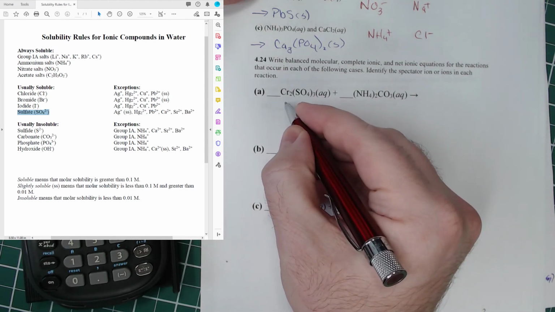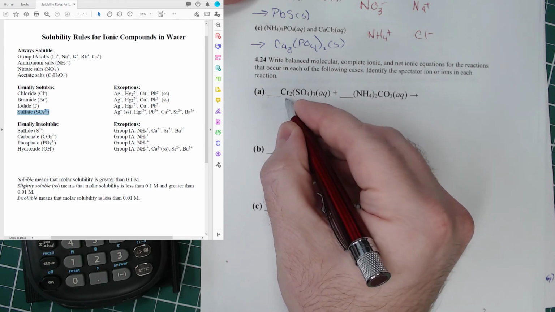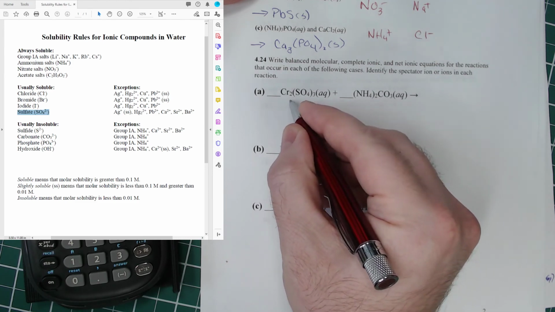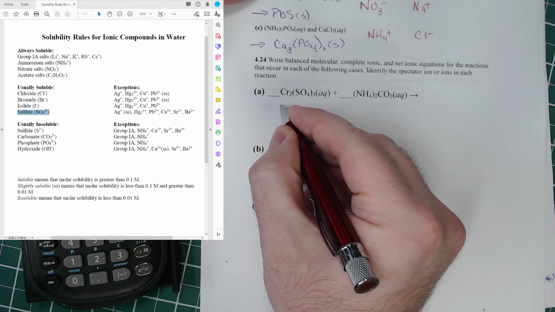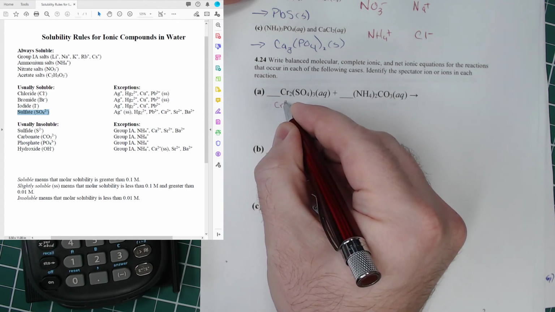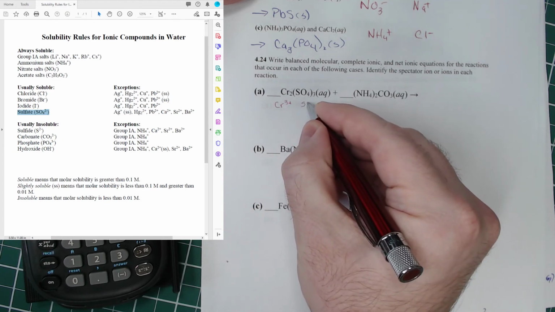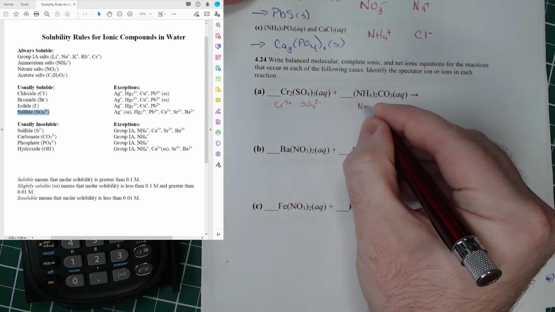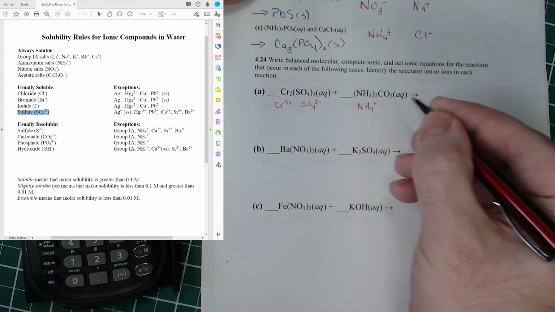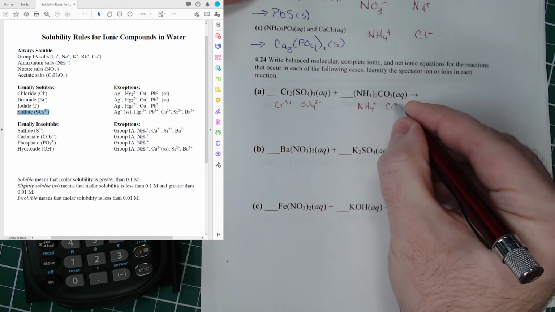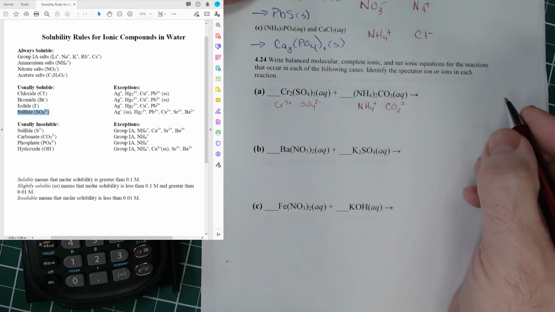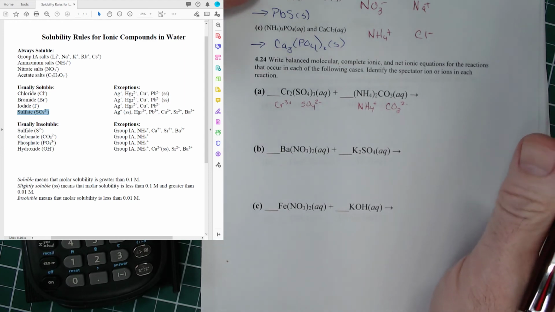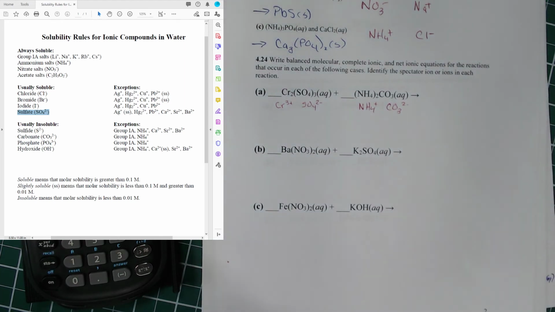So here are the ions that we are working with. This is chromium, and you can tell by the charges here that chromium must have a 3+ charge. So we're going to have chromium 3+. Sulfate is SO4 2-. Ammonium, as you have learned, is NH4+. And carbonate, as you have memorized, is CO3 2-. And we want to look at our solubility rules here to determine, are we going to have a precipitate?